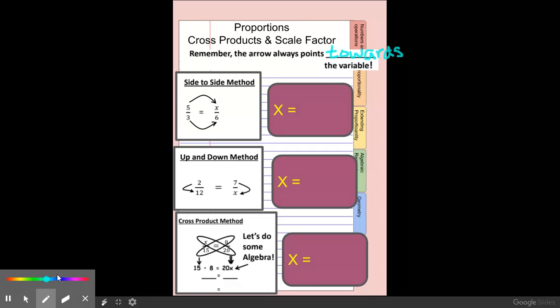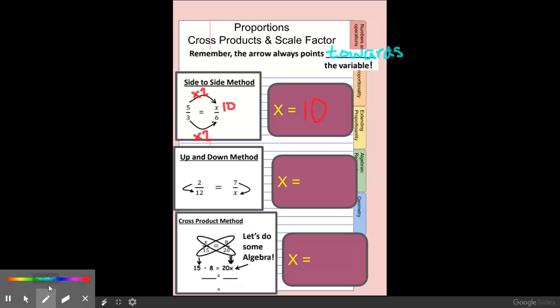Okay, so the first way we have is what's called a side-to-side method. So you're finding the relationship in between them. Okay, this is similar to what we did with all of the expressions. So we're finding a relationship. So between 3 and 6, how can I get from 3 to 6? And remember, I want to either multiply or divide. Well, I know that 3 times 2 is 6. Now, if I multiply times 2 on the bottom, that means I have to do the same thing on the top and multiply by 2. So 5 times 2 is 10. So x is equal to 10.